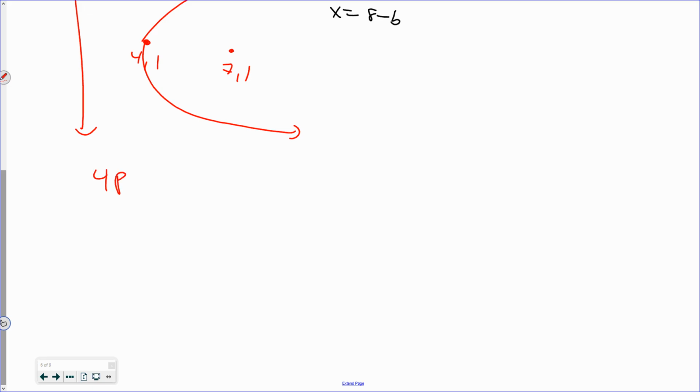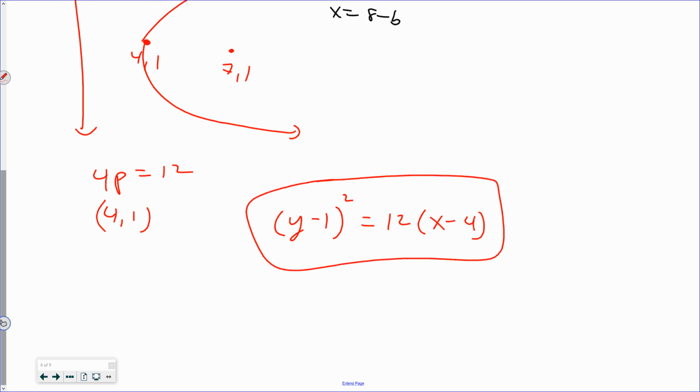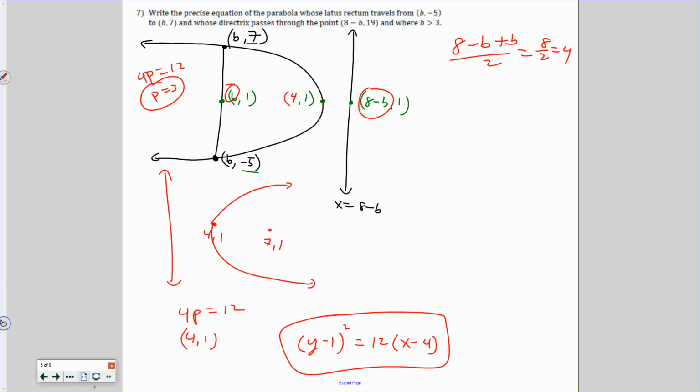So what I know so far: 4p is 12. It's going to be a positive 12. And I also know that my vertex is 4, 1, and I'm opening to the right. So you have y minus 1 squared equals 12 times x minus 4. And that's going to be your answer. Right?